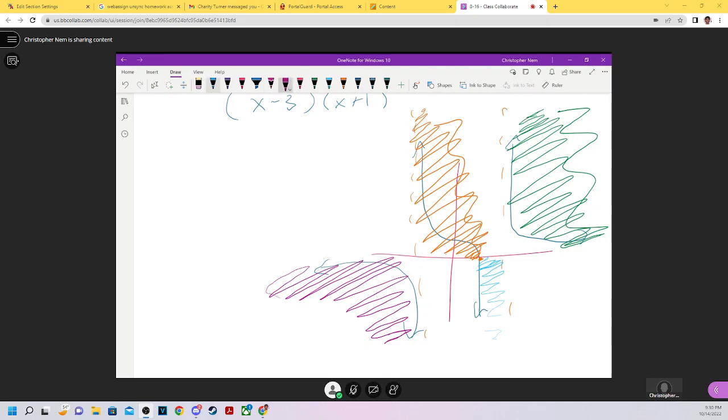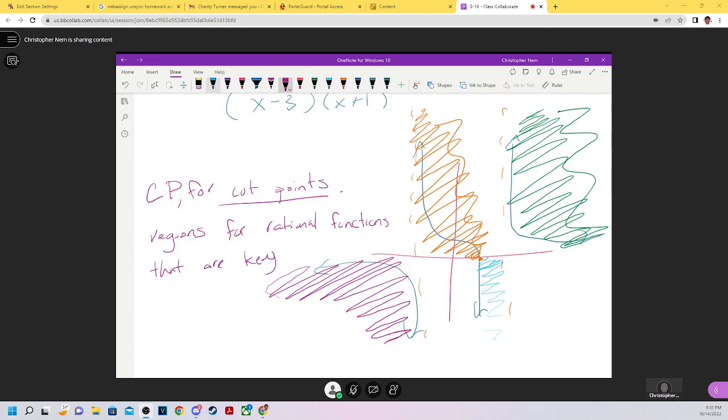We call this CP, for cut points. Where is my polynomial, or where is my rational function, being cut up into different regions? If I can find those cut points, I guess regions for rational functions that are key. There could be a better definition, but this is my loose definition. I don't even think the book gives you a definition. It might, but so, the cut points.